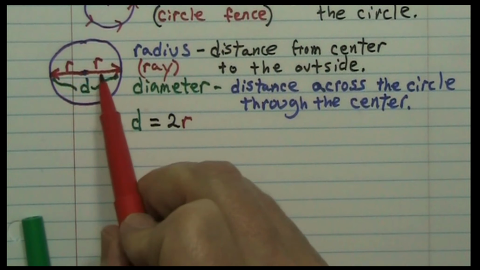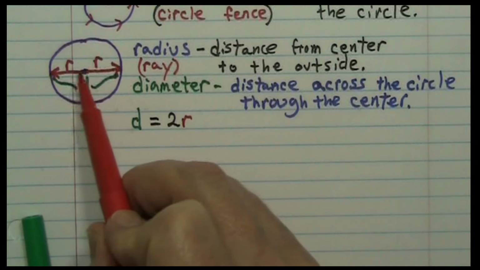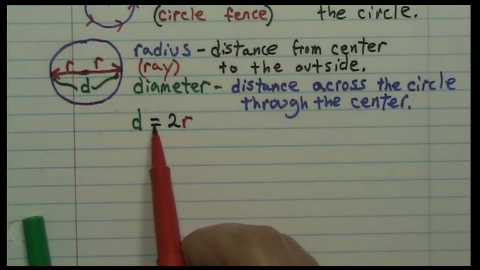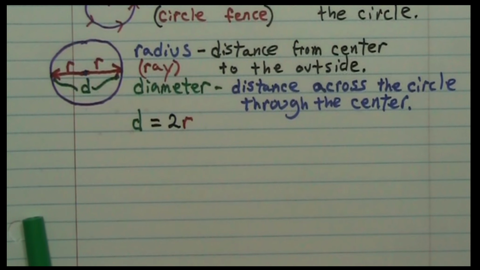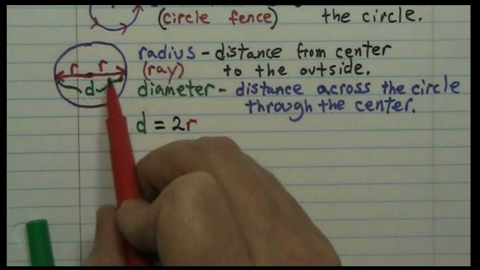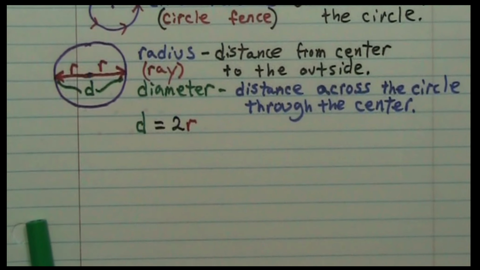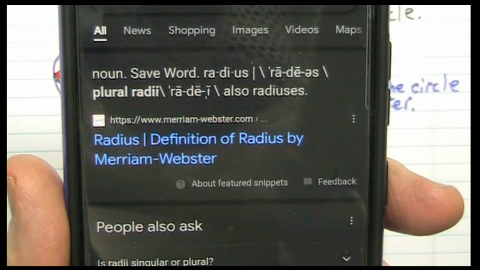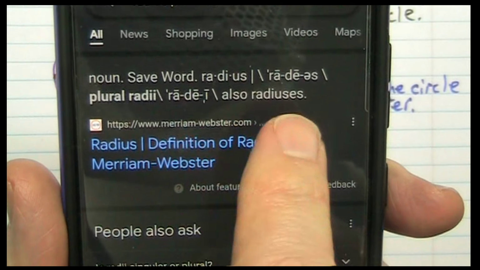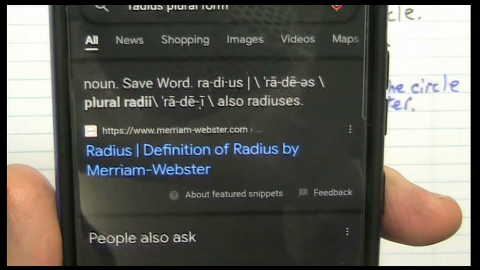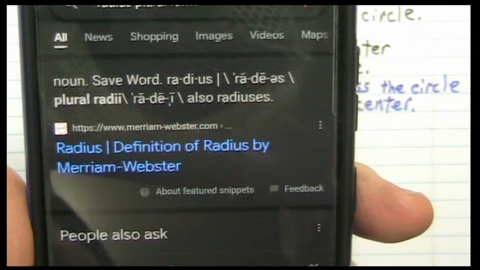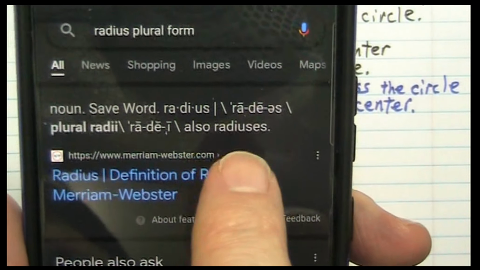Please note that for every diameter, there's two radiuses, right? One diameter is the same as two radii, I guess is a term we'd use. Radius for singular, radii, I'm not too sure. I have to double check on that, but plural, two of them. Okay, just so you know, the plural of radius is radii. Oh, also radiuses. So I guess I could say radiuses.